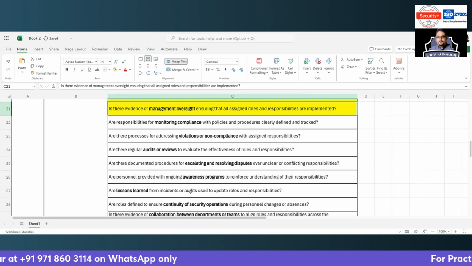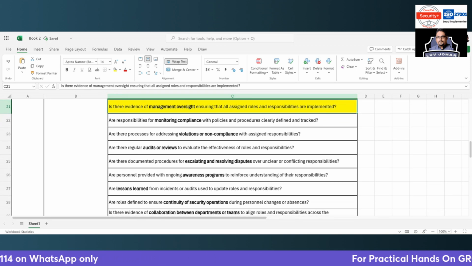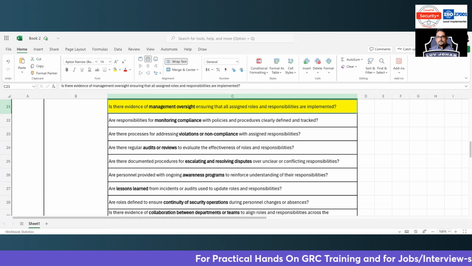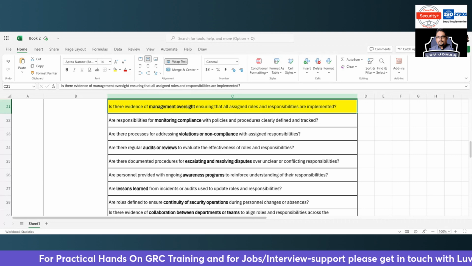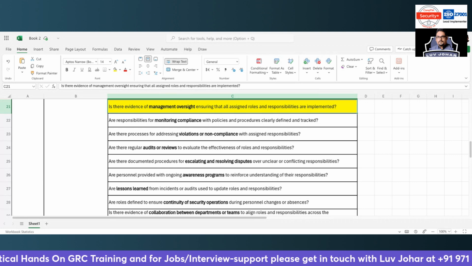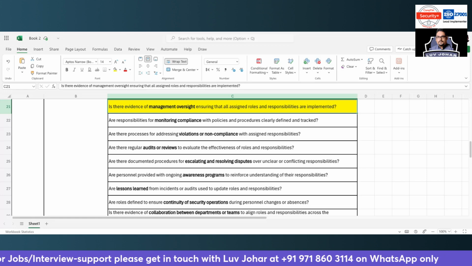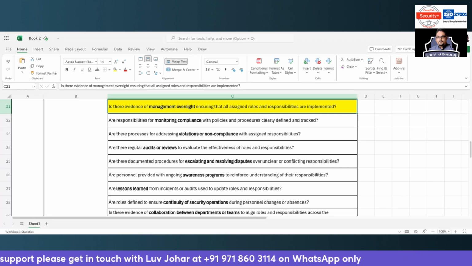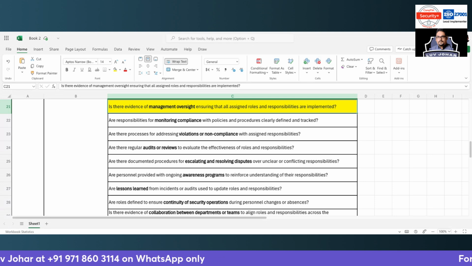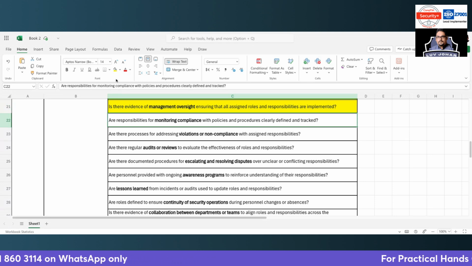After that, you have: is there evidence of management oversight, ensuring that all assigned roles and responsibilities are implemented? So management should also be reviewing whether all the roles and responsibilities are implemented or not. You need to get evidence of this as well, maybe adding it in the management review meeting or documented in any other way. But make sure you get evidence of this.